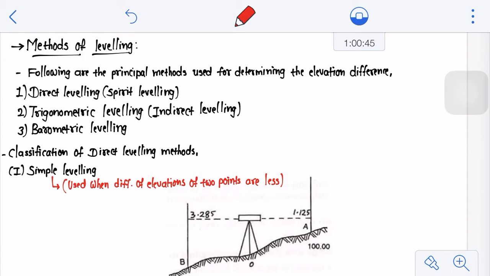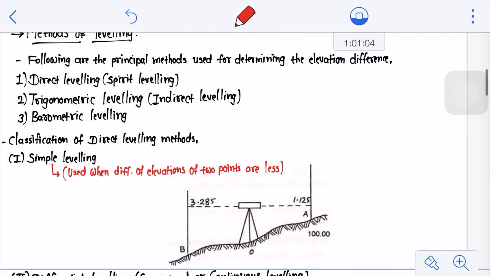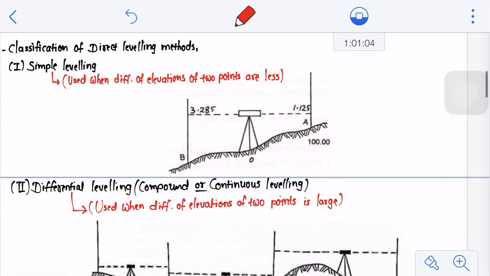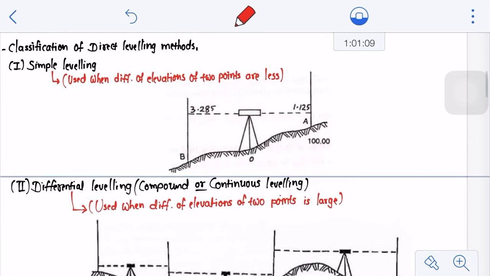But barometric leveling is very convenient compared to hypsometric leveling, because it will give you direct atmospheric pressure readings by use of the instrument called a barometer, right? So that's how these different methods of leveling are there. And as I said, I'm going to limit my discussion to the first one, that is direct leveling or spirit leveling, right? So now we'll see the detailed classification of direct leveling methods one by one, and it is in fact very simple to understand, right?